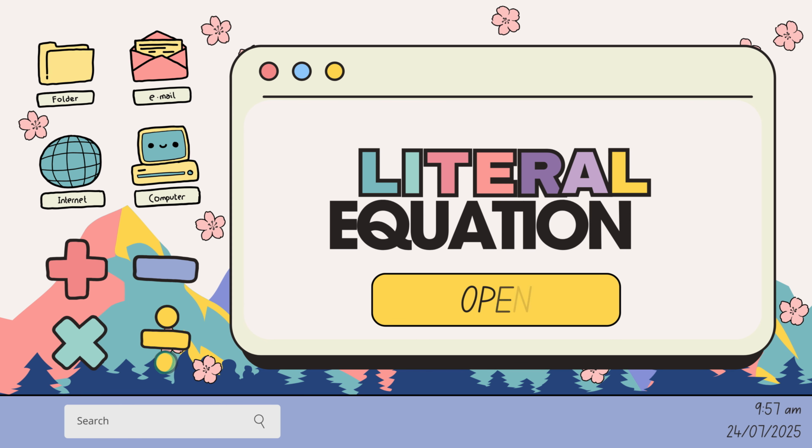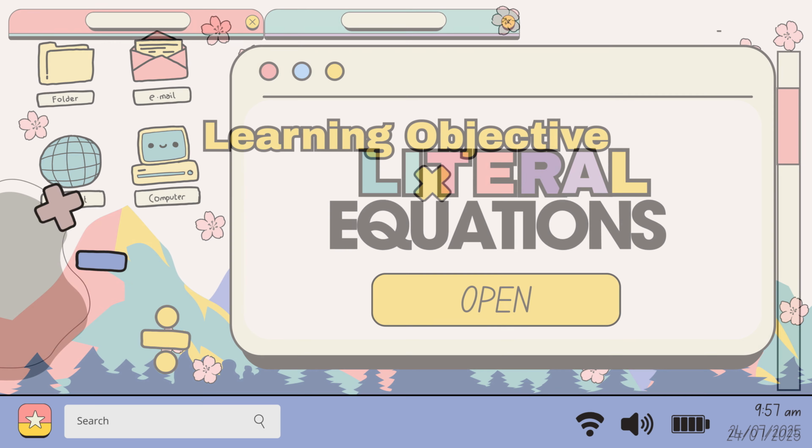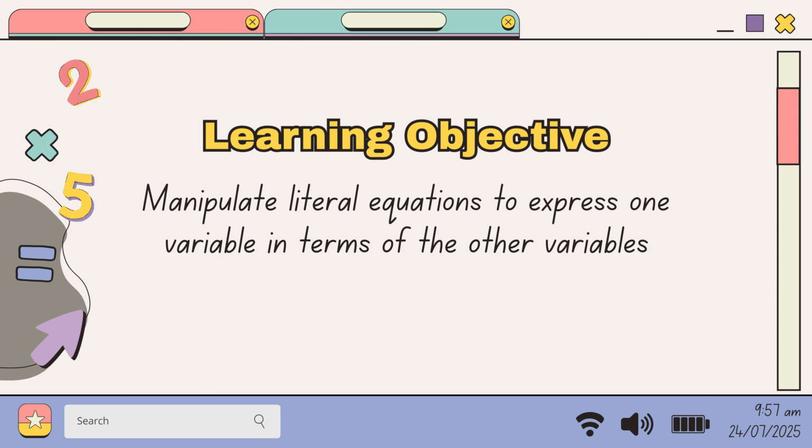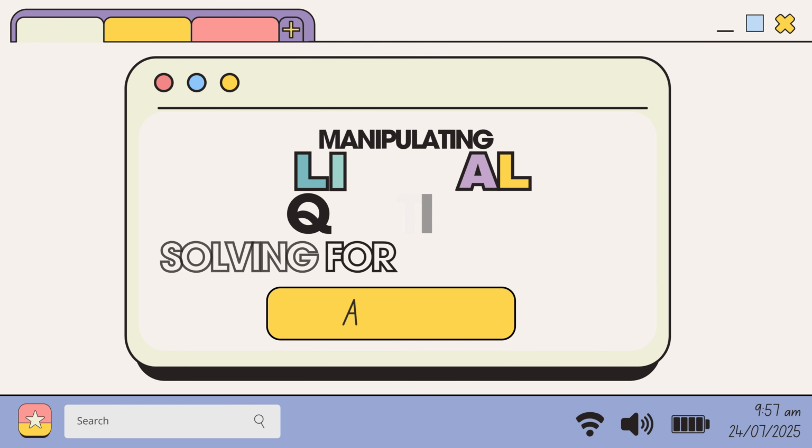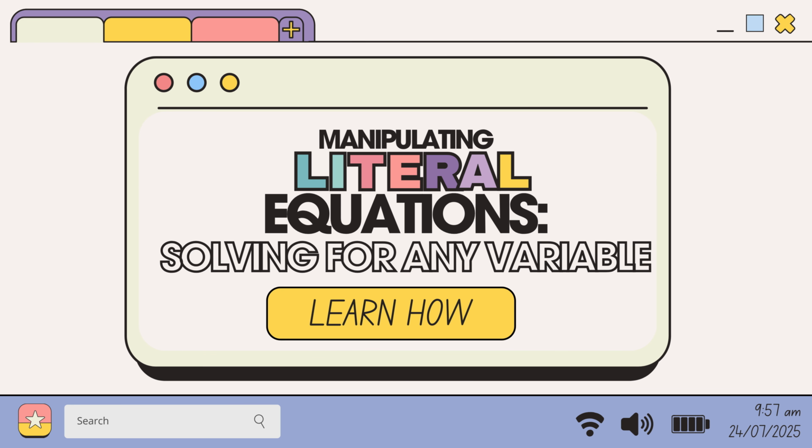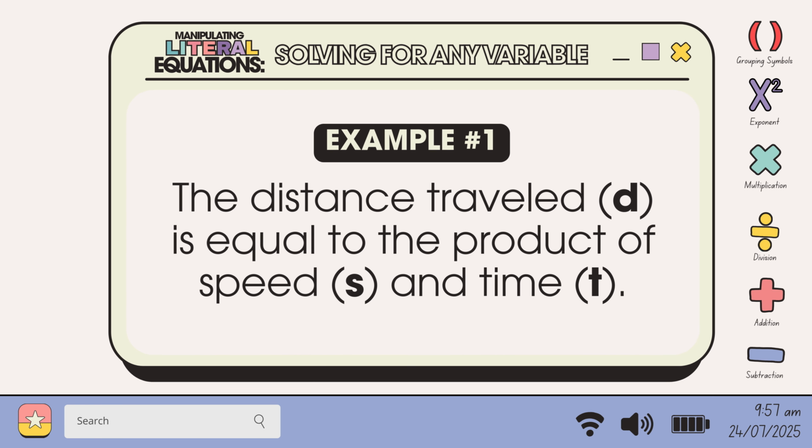Today we are diving into the world of algebra. Our goal is to learn how to manipulate literal equations. A literal equation is simply an equation consisting mostly of variables. By the end of this lesson, you will be able to manipulate literal equations to express one variable in terms of the other variables. Let's start with the distance formula.